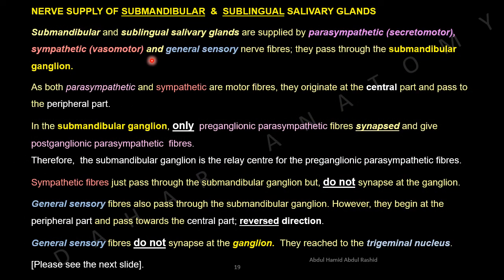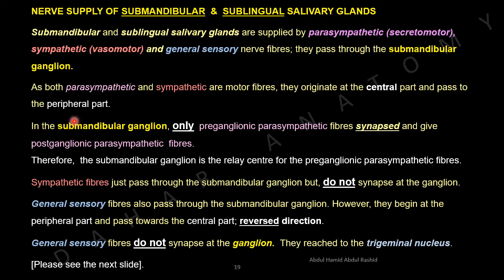Nerve supply of submandibular and sublingual salivary glands. Submandibular and sublingual salivary glands are supplied by parasympathetic, that is secretomotor, sympathetic vasomotor and general sensory nerve fibers. They pass through the submandibular ganglion.